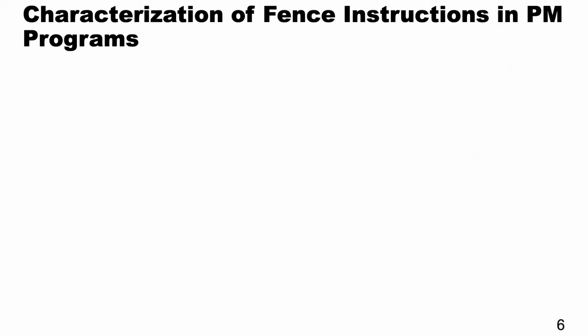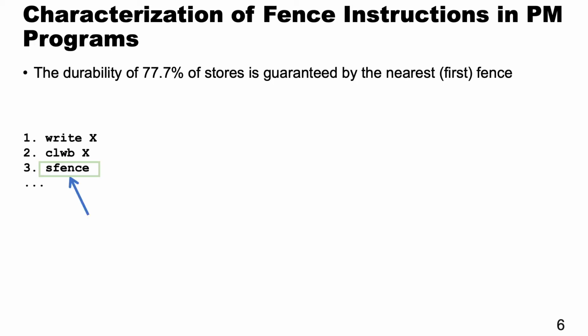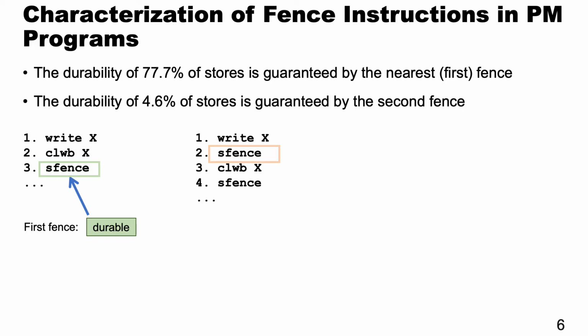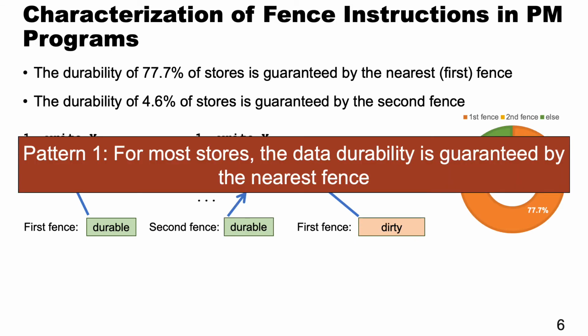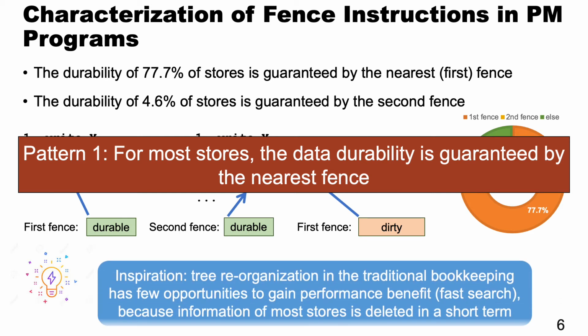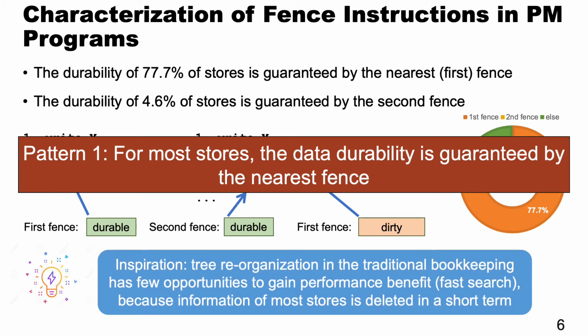We first studied the characterization of fence instructions in PM programs. We found the durability of 77.7% of stores is guaranteed by the nearest fence, and the durability of 4.6% of stores is guaranteed by the second fence. Based on the above observations, we identified the first PM program pattern. For most stores, the data durability is guaranteed by the nearest fence. We can get inspiration from this pattern.